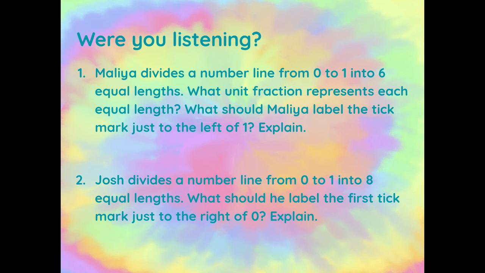The next one would be 2/8, then 3/8, 4/8, 5/8, 6/8, 7/8, and then 8/8, which is equal to 1. But the very first tick mark just to the right of the 0 would be 1/8.